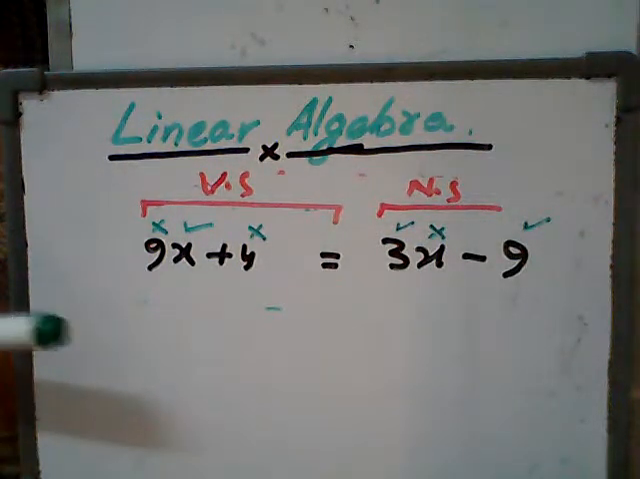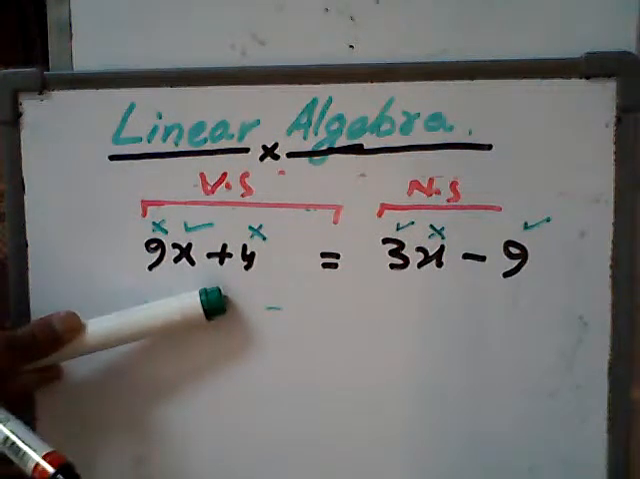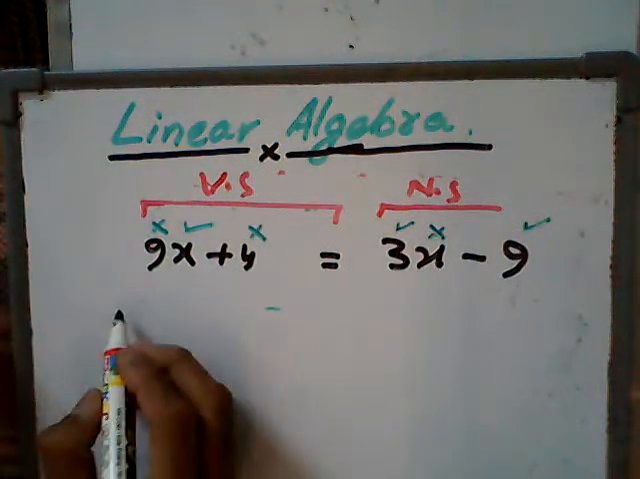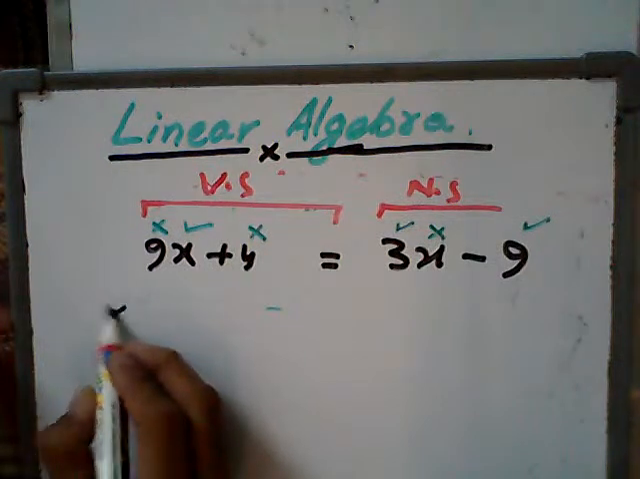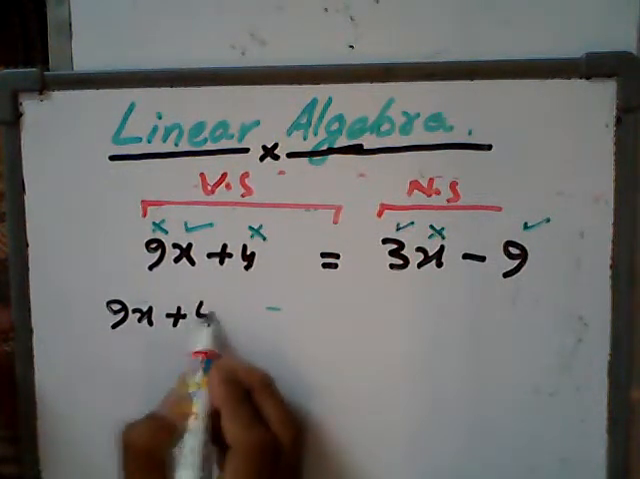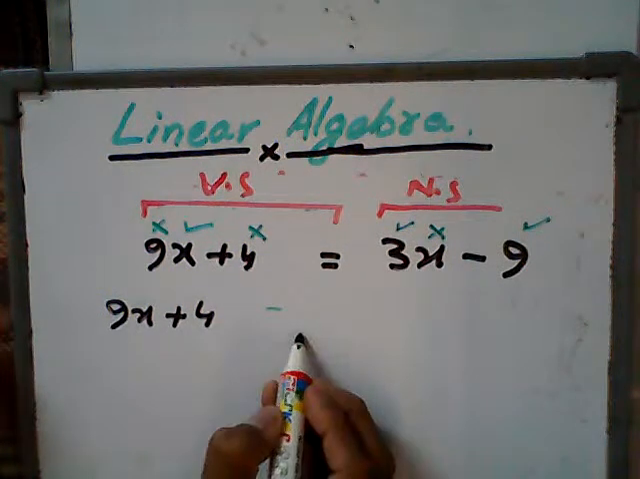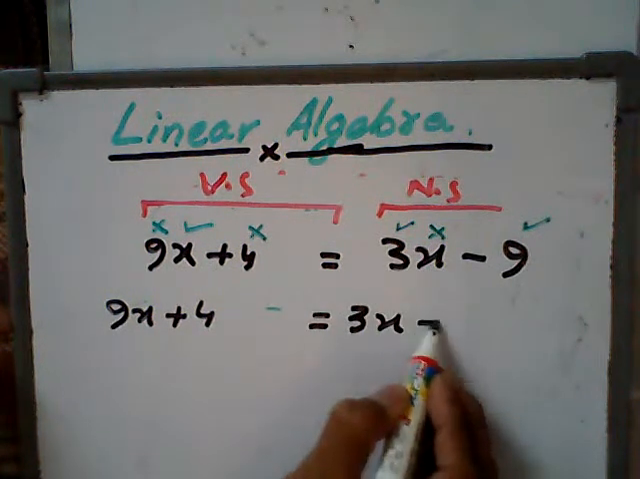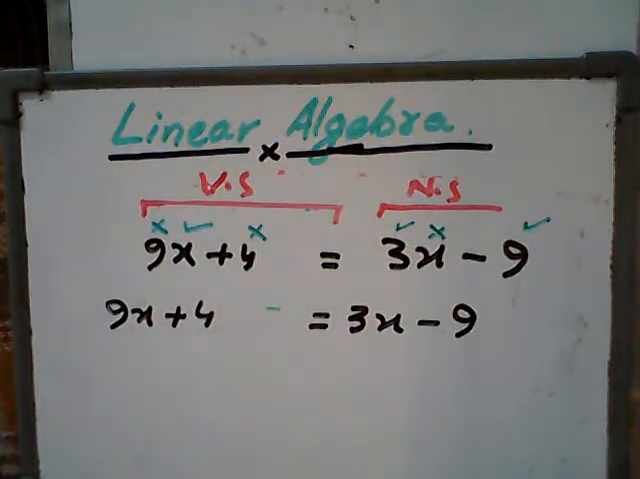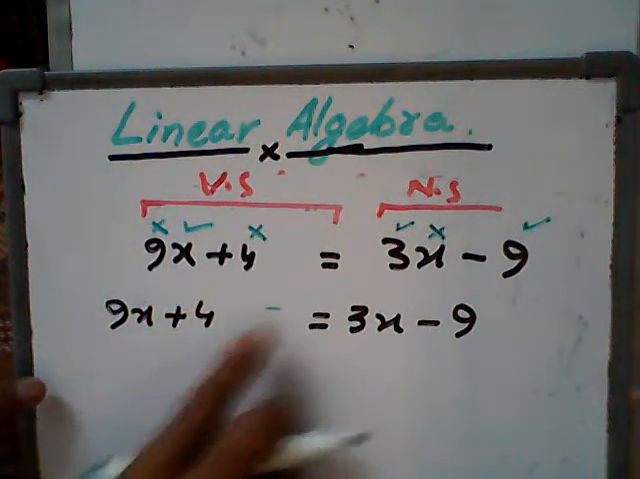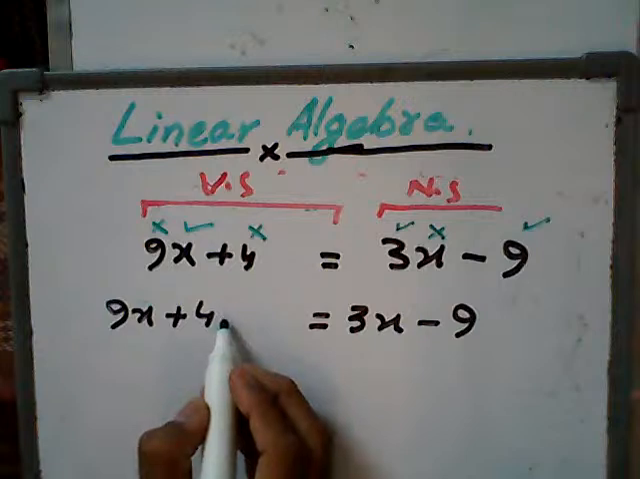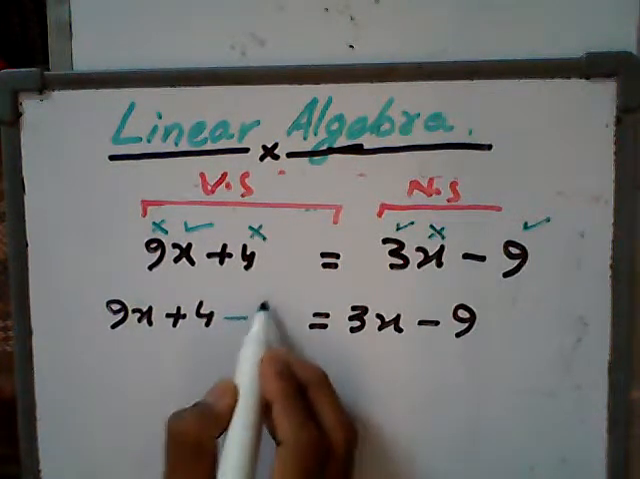So we'll be looking for the independent number first, and we'll be dealing with this number first. Let's check it. We'll be writing the same thing again here, 9x plus 4, because we are dealing with this, so we'll keep some space here and write the same equation. On the other side, 3x minus 9. Now, looking at this one, you can see that this is plus 4. To deal with plus 4, what will we be doing? We'll be writing the same thing: the opposite of plus 4 is minus 4.